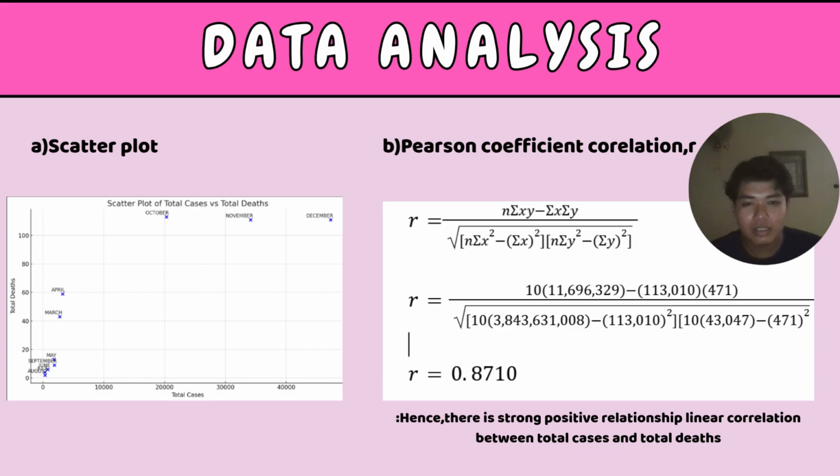Based on the formula given, we can calculate using the data we have collected. So we have got R equal to 0.8710. Hence, there is a strong positive linear relationship between total case and total death.